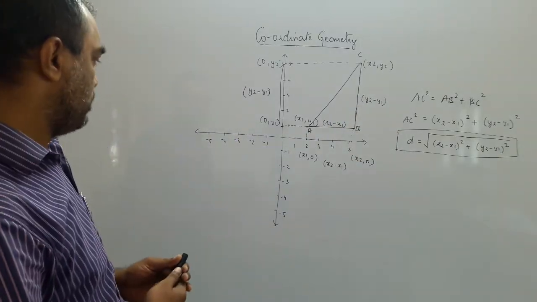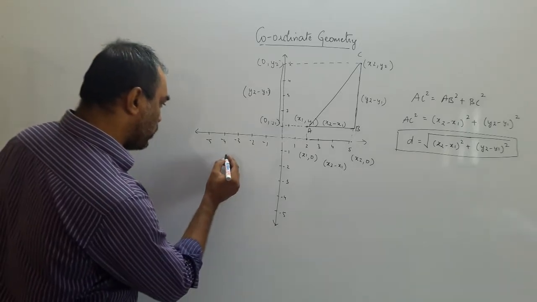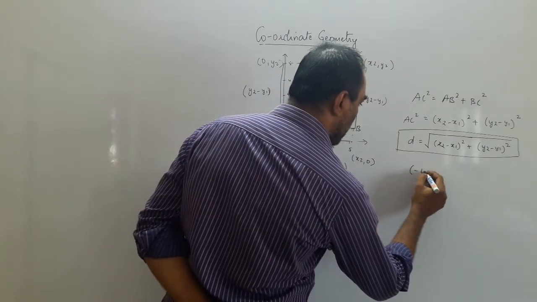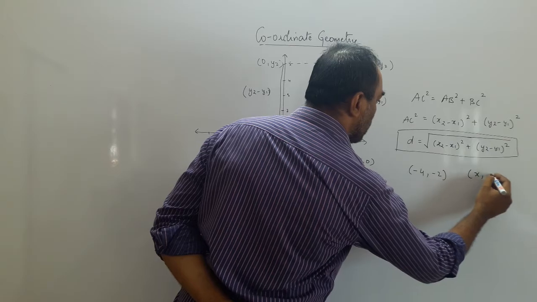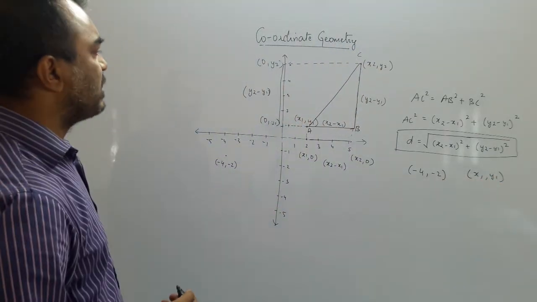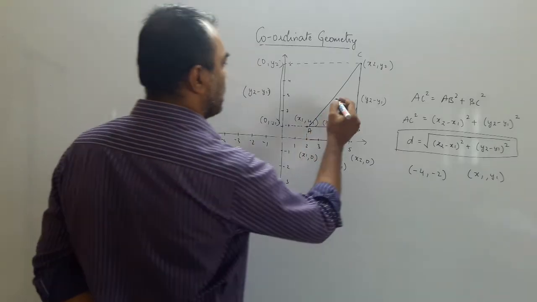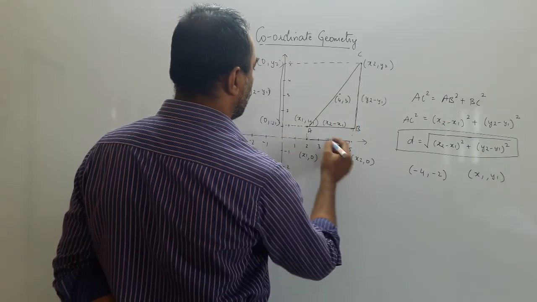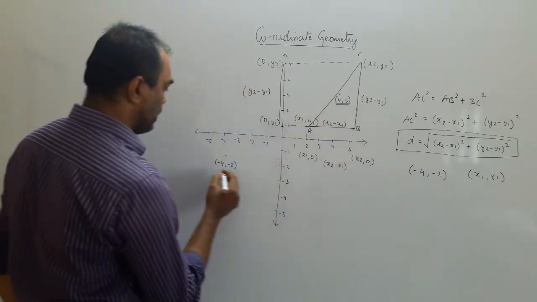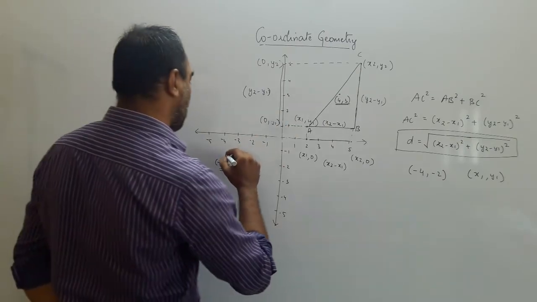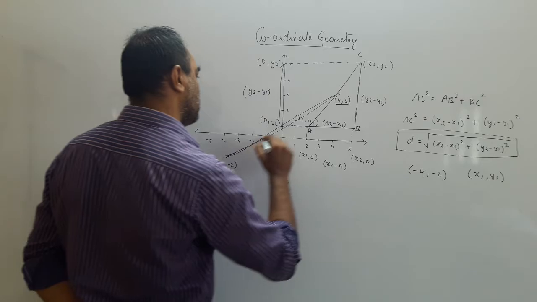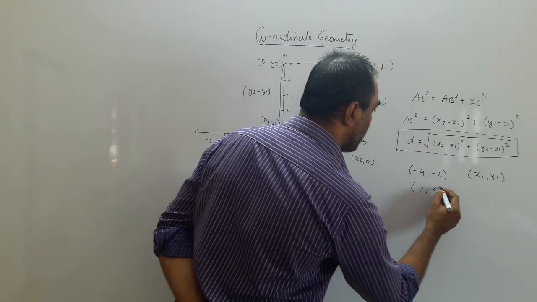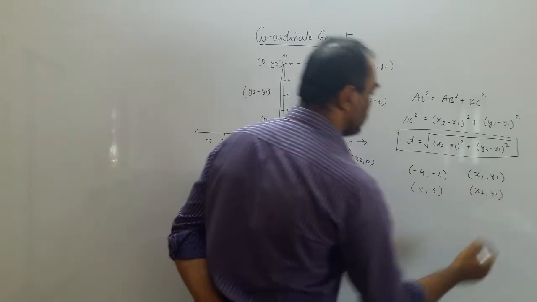So now let us check the distance formula. Let me take one point, minus 4, 2. So minus 4, 2 is the first point. We call it x1, y1. Where will I take the second point? Let me take the second point over here. This point, 4, 3. 4 to the right, 3 to the top. So 4, 3 and minus 4, 2. These 2 points, and we want to find the distance between these 2 points. So what is the second point? 4, 3. This we call x2, y2.